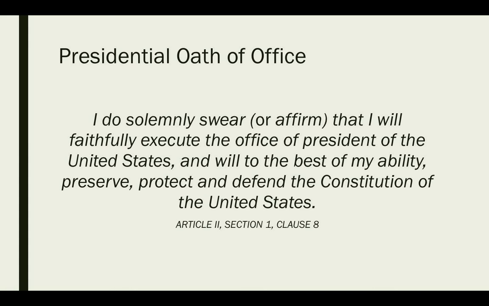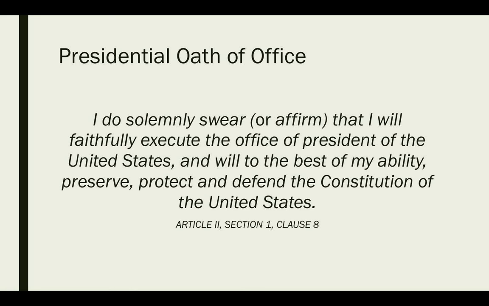Now, just like we looked at the Senate oath of office, I also want to look at the presidential oath of office. So, I do solemnly swear or affirm that I will faithfully execute the office of the President of the United States and will, to the best of my ability, preserve, protect, and defend the Constitution of the United States. So, this here is saying again, I will defend the Constitution.